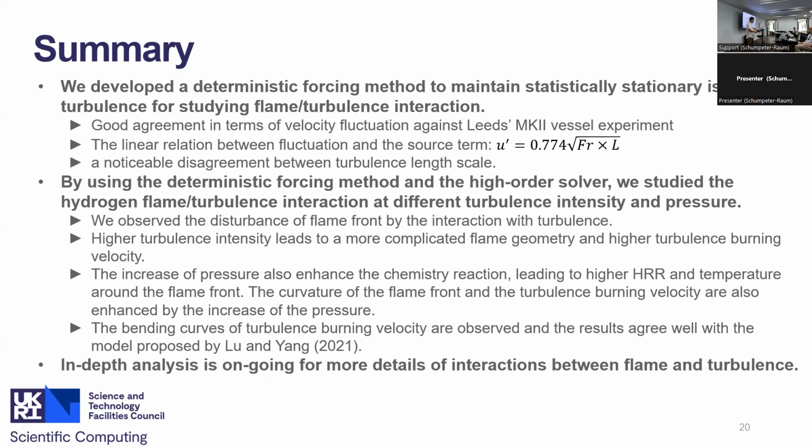We see the disturbance of the flame front by its interaction with the turbulence, and higher turbulence intensity leads to more complicated flame geometry and higher turbulent burning velocity. The increase of pressure also enhances the chemical reaction, leading to higher heat release rate and temperature around the flame front. The curvature of the flame front and the turbulent burning velocity are also enhanced by the increase of pressure. The bending of the turbulent burning velocity is observed, and the results agree well with the model proposed by Lu and Jiang.